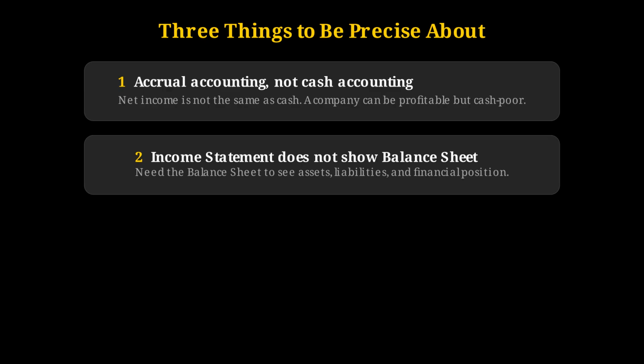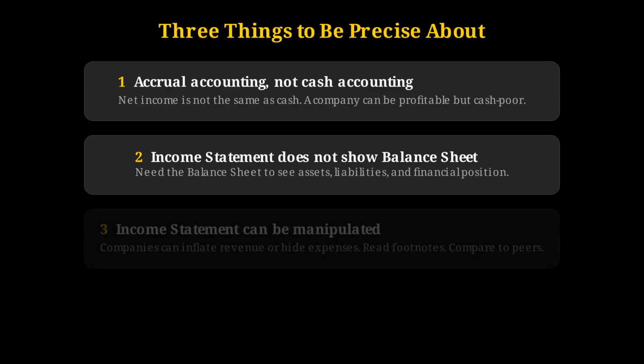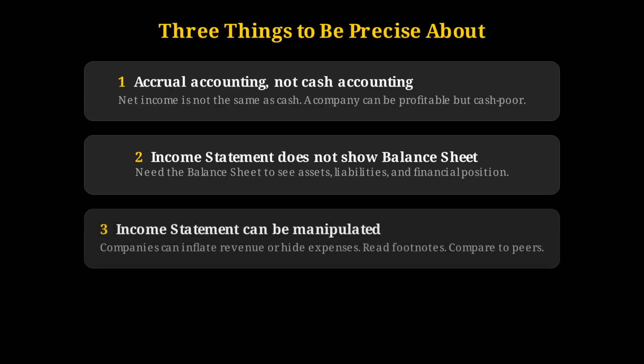2. The income statement does not show the balance sheet. A company can have positive net income but high debt or low assets. You need the balance sheet to see financial position. 3. The income statement can be manipulated. Companies can inflate revenue or hide expenses. Read the footnotes and compare to peers. The income statement is a tool, not the final answer.